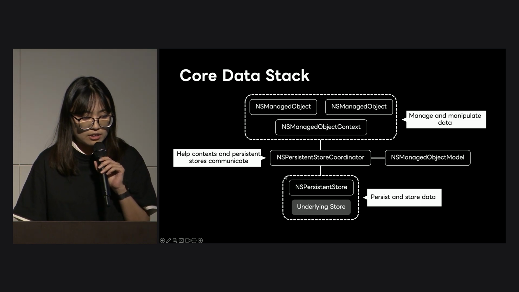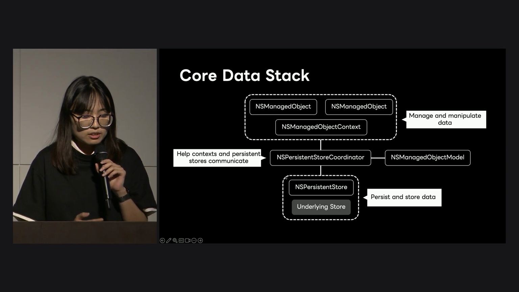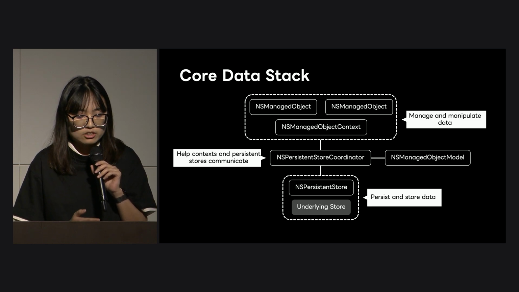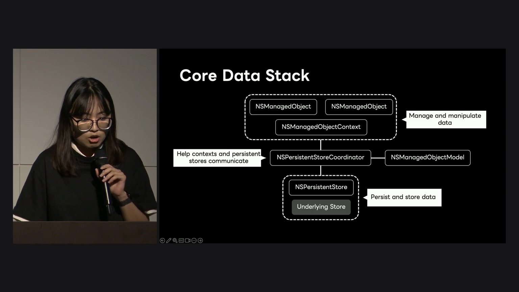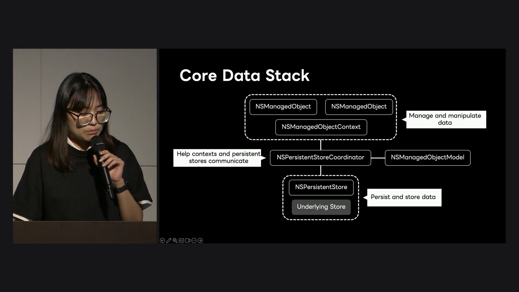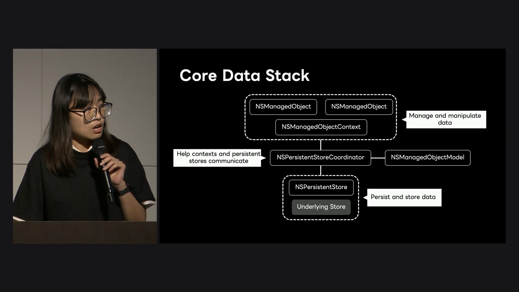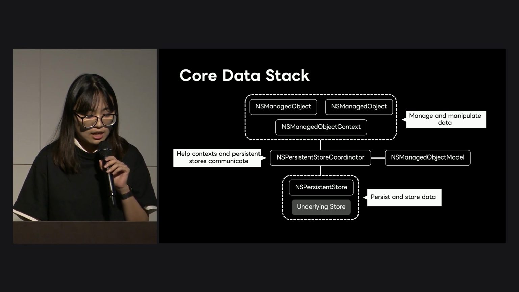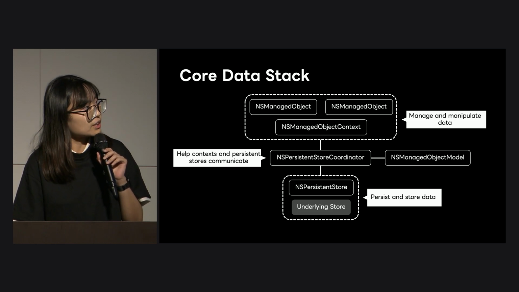At the bottom, we have the underlying data store. In our case, it's SQLite, along with the NSPersistentStore class, which serves as the abstract layer for managing different types of store. At the top, we have NSManagedObjectContext and NSManagedObject, where we create, fetch, update, and delete data. It's the layer we interact with most in our daily development. In the middle, the persistent store coordinator acts as the bridge. It helps the contexts and the persistent stores communicate.